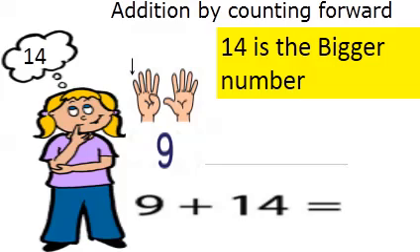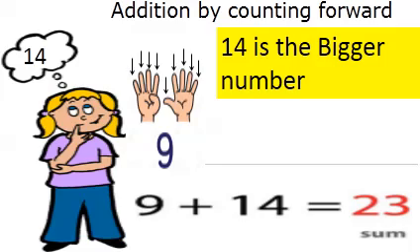So after 14: 15, 16, 17, 18, 19, 20, 21, 22, 23. So children, can you tell me the sum of 9 and 14? Yes, the sum of 9 and 14 is 23.